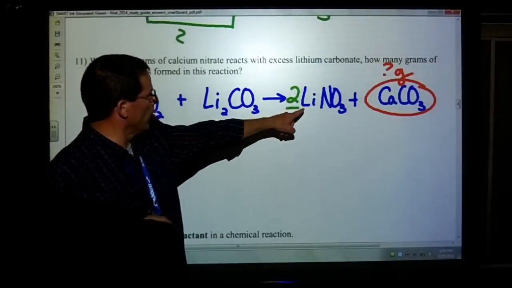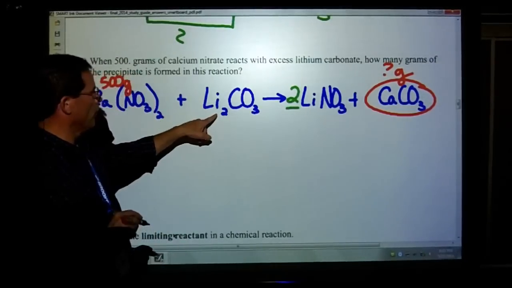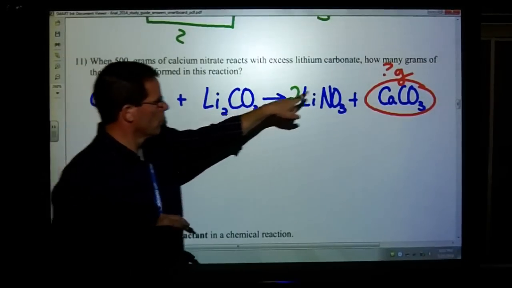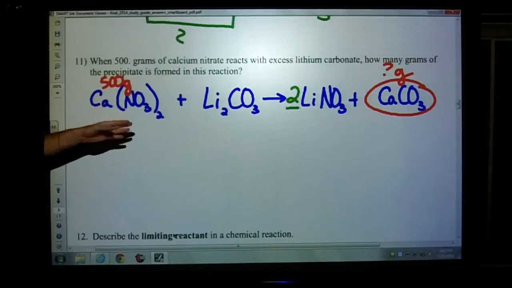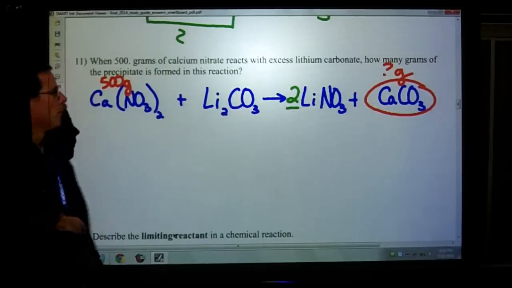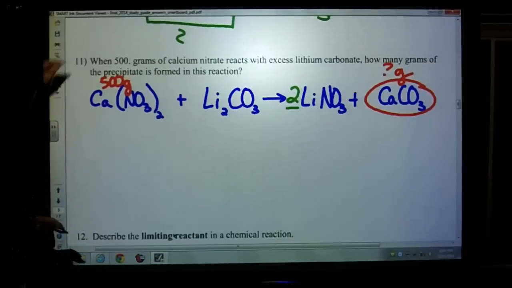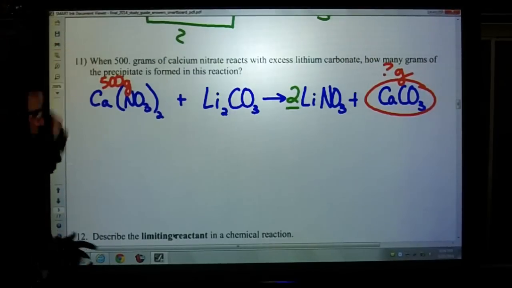So once we have 2 nitrates, now we have 2 lithium. We have 2 lithium. Ooh, carbonate. We have 1 carbonate. Calcium, we have 1. Calcium, we have 1. This is balanced by putting that 1, 2 there. All right, so step 1's done. Step 2, change what's given into moles.